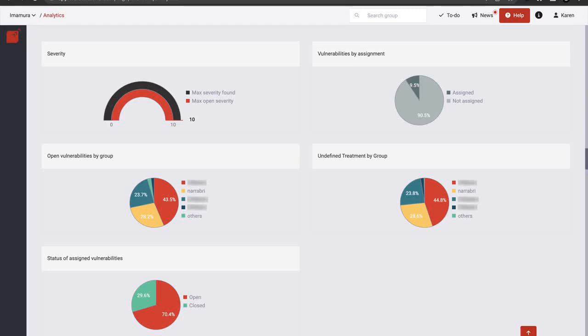Then, you will find pie charts showing you the rate of vulnerabilities whose remediation you have already assigned to your team, the shares of open vulnerabilities between the groups in your organization, the shares of vulnerabilities without a defined treatment between those groups, and, of all the vulnerabilities with an assigned treatment, what percentage is open, and what is closed.